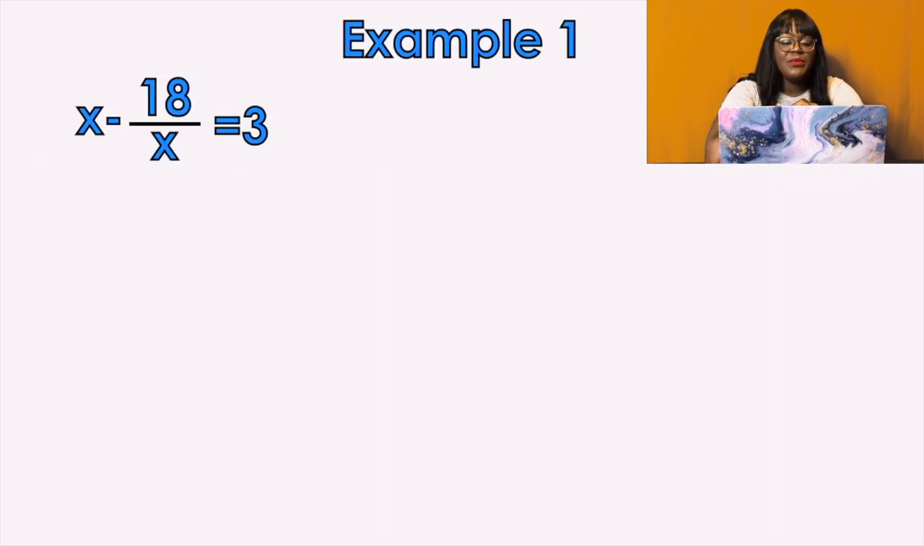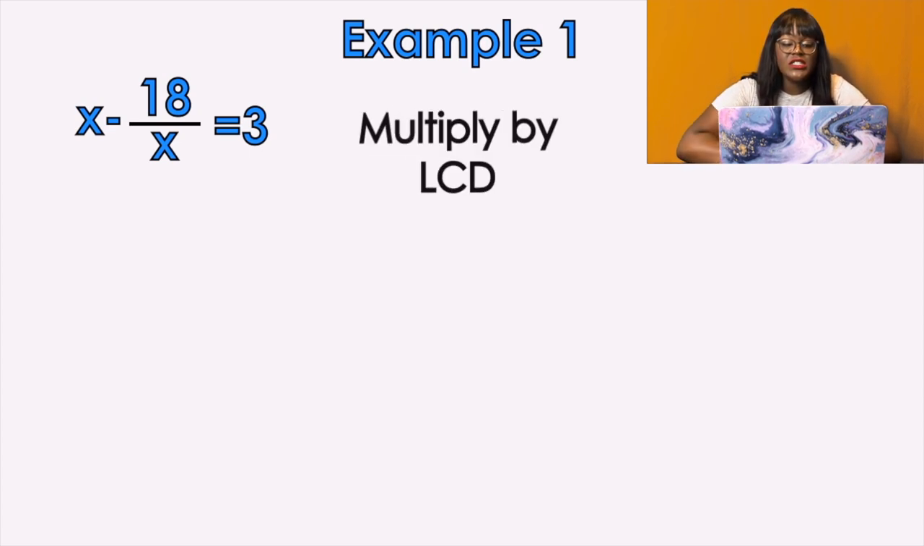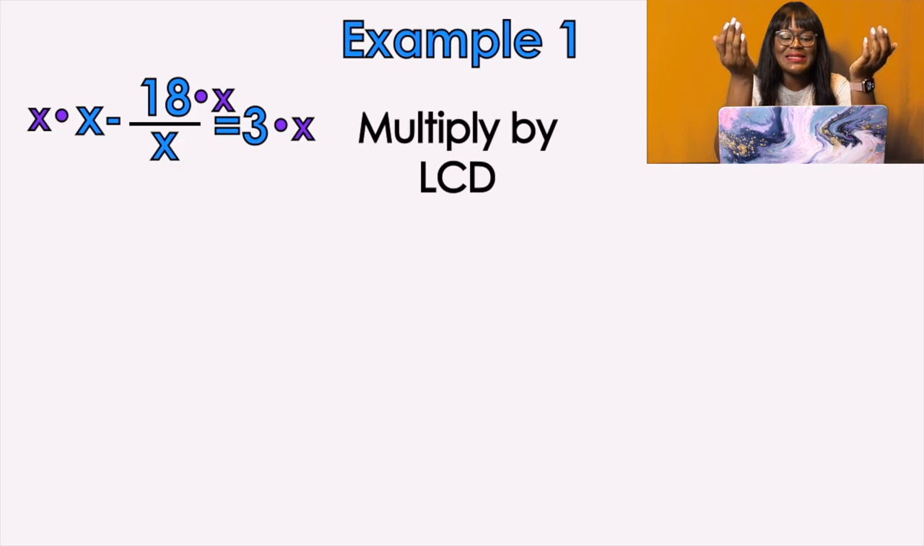All right. Example number one. So I have x minus 18 over x equals 3. I need to first multiply by the LCD, the least common denominator. So now, when I'm multiplying by the LCD, I'm looking at my denominators. What's the only denominator in that problem? It's the x. So I'm multiplying every term in this problem by x. So x is multiplied by x, 18 over x is multiplied by x, and 3 is multiplied by x, because I have to keep my equation balanced, okay?